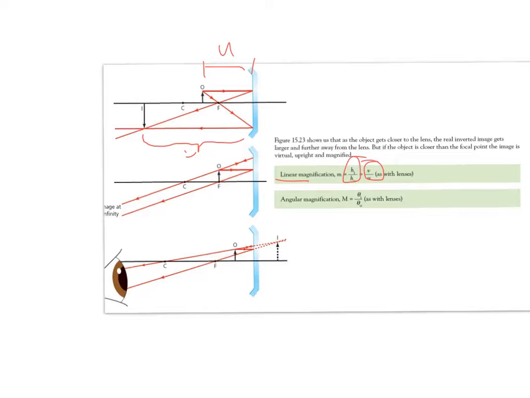Okay, so it's important you remember that. Our angular magnification, as with lenses, is the angle subtended by the image divided by the angle subtended by the object.